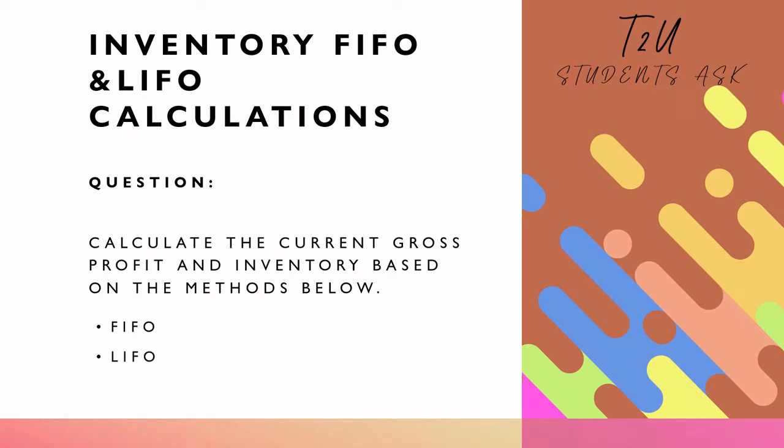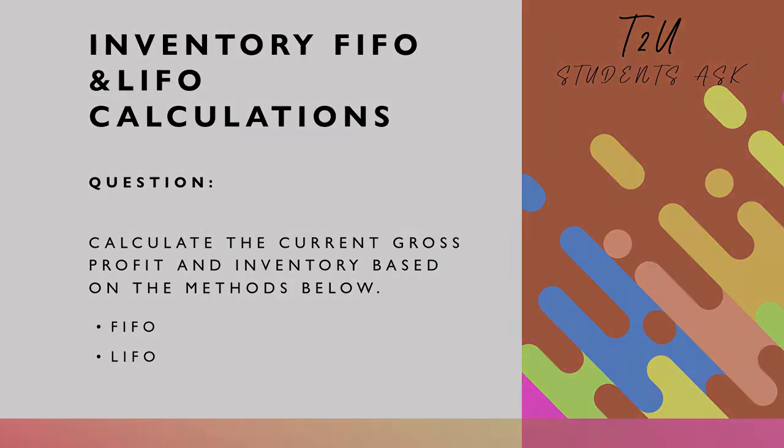Here we're going to look at the question which many students struggle with: to calculate the FIFO and LIFO. First in, first out method when looking at inventory management, and the last in, first out method when looking at inventory management, and what the effect would be on the business's gross profit.